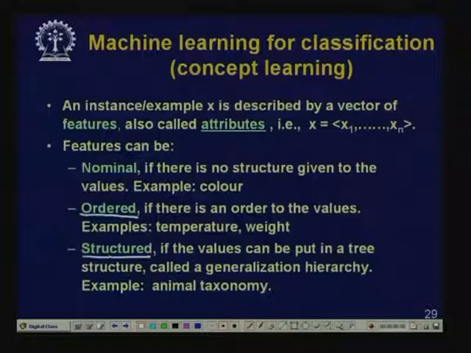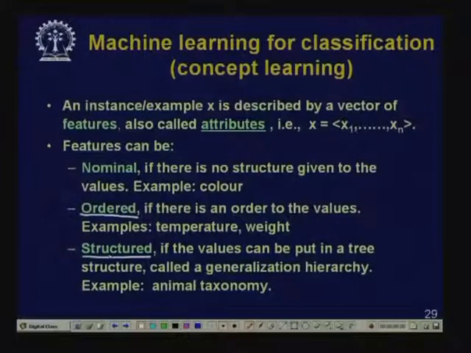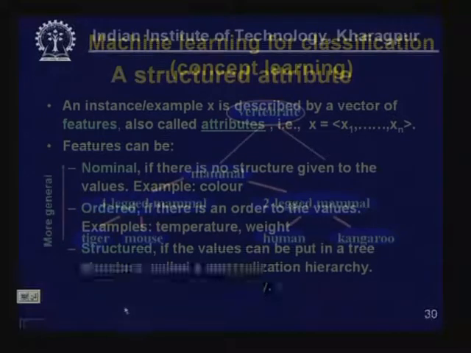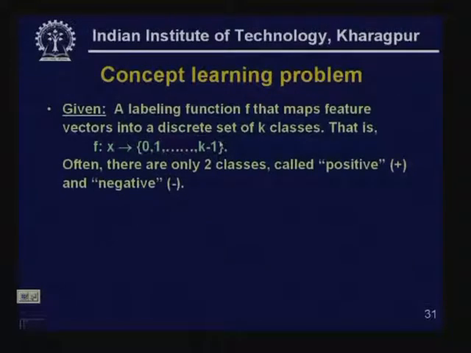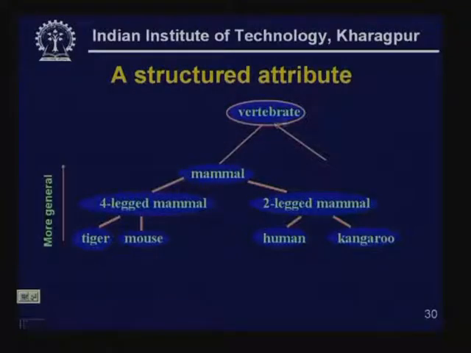Thirdly, attributes can be structured. If there is some structure in the order of the values, but they are not fully ordered, for example, if the values can be put into some sort of generalization hierarchy or some partial order. For example, consider the animal taxonomy. Suppose you have the class vertebrates. You know that animals can be classified into vertebrates or invertebrates. Among vertebrates, you can have mammals, reptiles, etc.